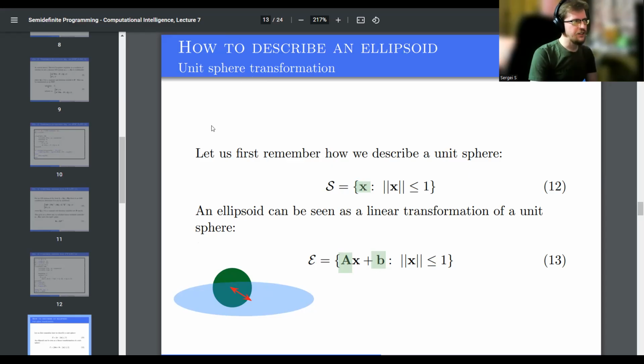Where does this rotation, stretching, and rotation come from? It comes from SVD. Remember, any matrix M is equal to U times sigma times V transposed, where those two matrices are rotation matrices, and this is a diagonal matrix. So it rotates, stretches, then rotates again.